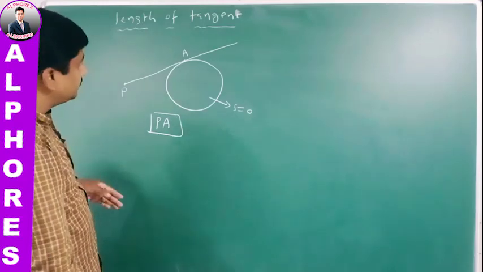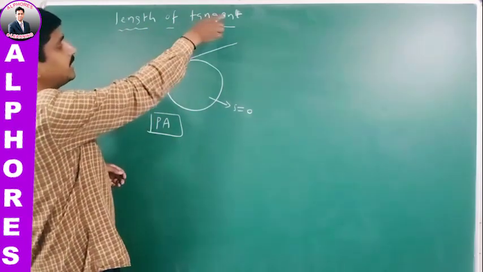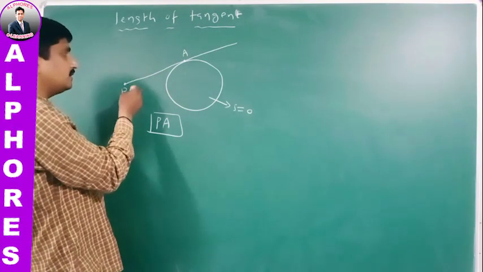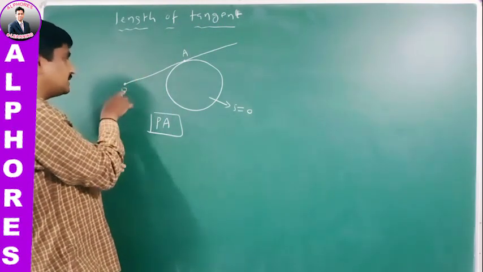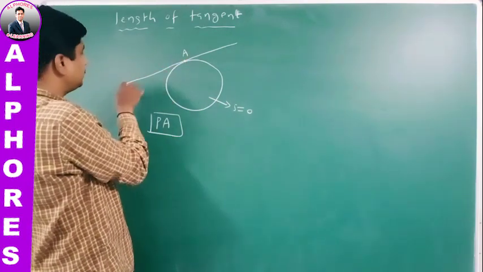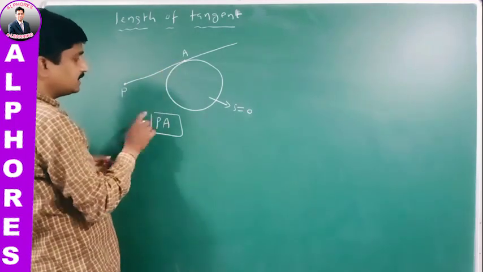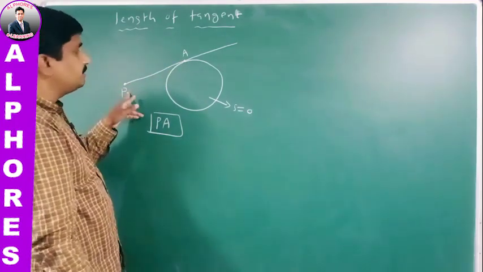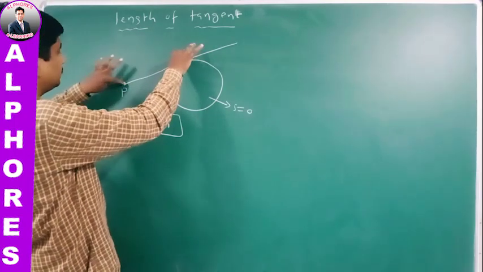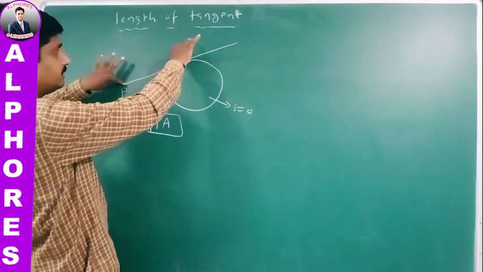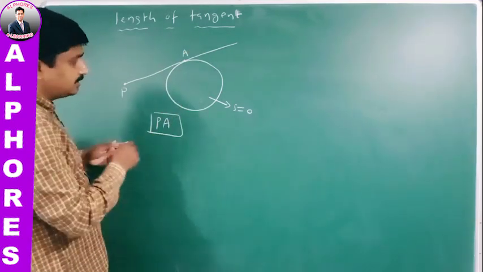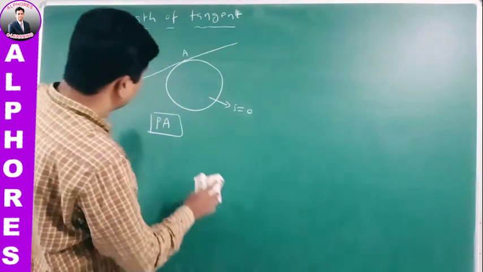Once again I will repeat. Length of the tangent: if a line passing through P touches the circle at A, then the length PA is called the length of the tangent from the point P to the circle S = 0. Okay, next.